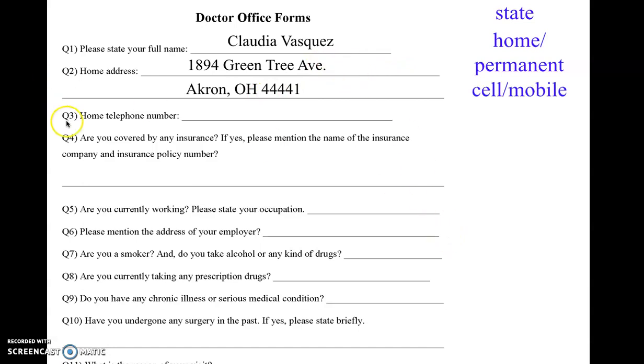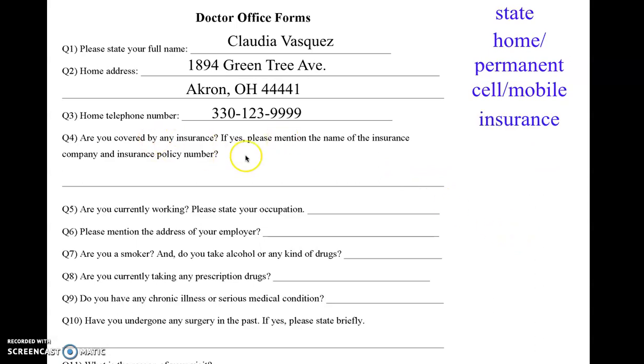Now, similarly, down here for question three, home telephone number, right? You might still see this on forms. Most people do not have a phone at their home anymore. They just use their cell or mobile. So you might see the words cell or mobile here instead, or it might just say phone number or telephone number. So Claudia's number here, 330-123-9999.